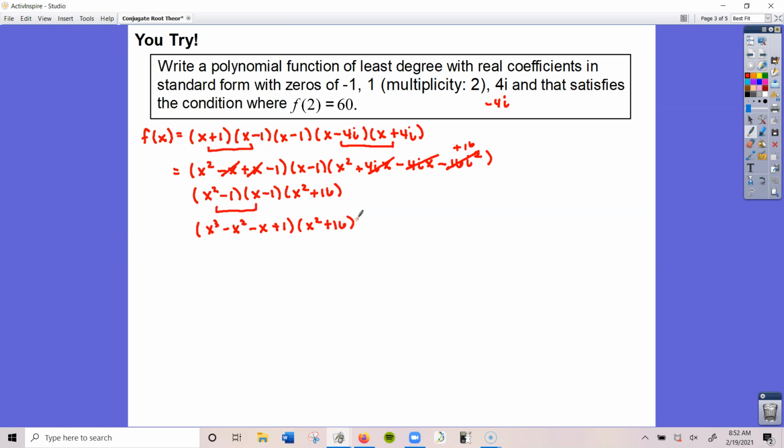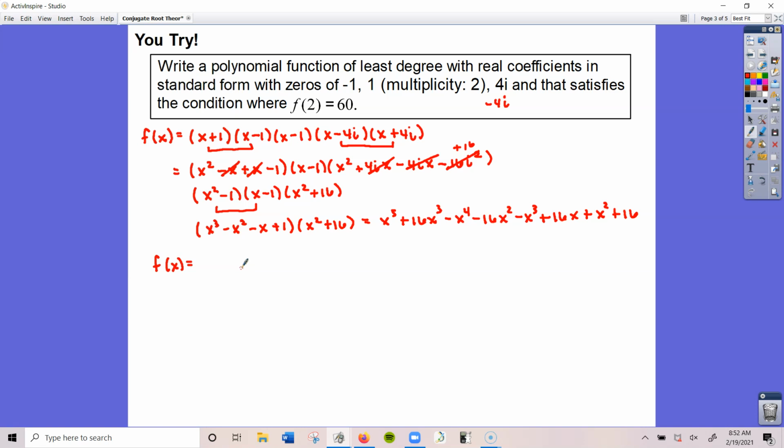Distribute the x cubed, we would get x to the fifth plus 16x cubed. Now distribute the -x squared, that would be -x to the fourth minus 16x squared. Distribute the -x, we would get -x to the third plus 16x. And finally distribute the 1, we get plus x squared plus 16. So now that's our polynomial so far.